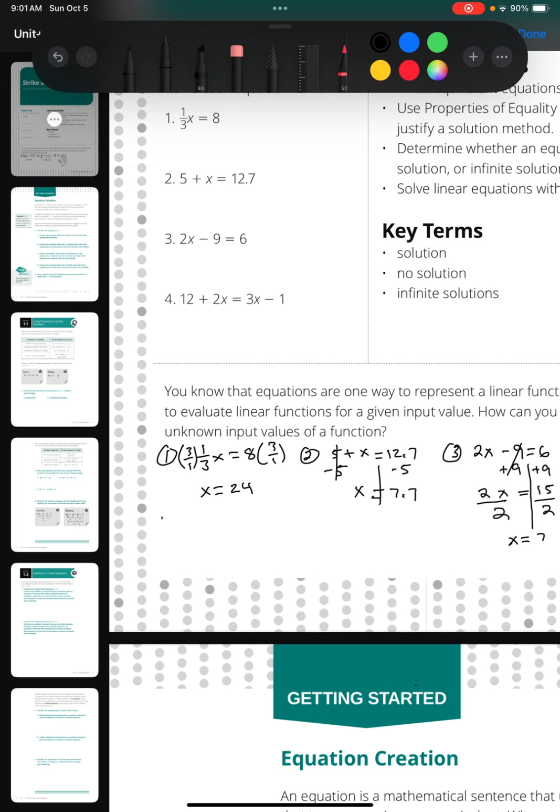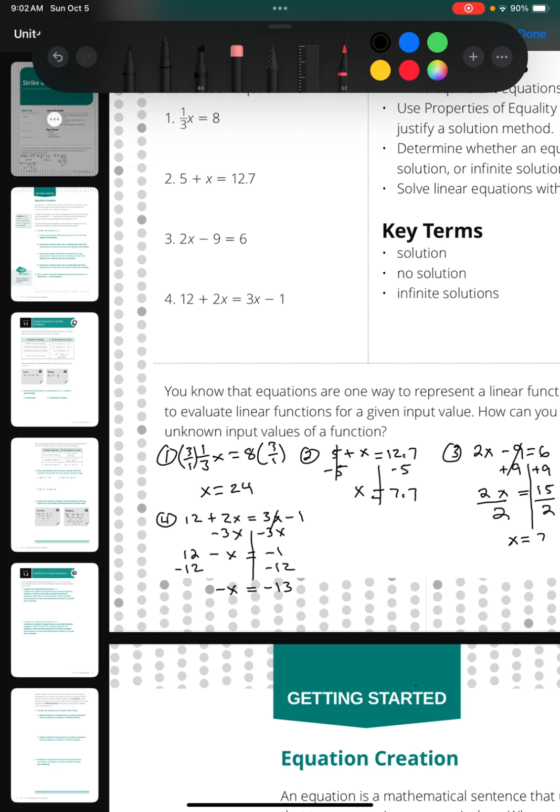See if I can squeeze it in down here. Number 4, we have 12 plus 2x equals 3x minus 1. All right, so now we're seeing variables on each side of the equal sign. So we're going to want to move all our variables to one side. So I'm going to subtract 3x to move that over to the left side and combine that with the 2x. So now we have 12 minus 1x equals negative 1. And then we're going to subtract 12, and we get negative x equals negative 13.